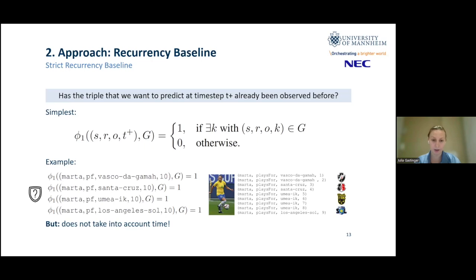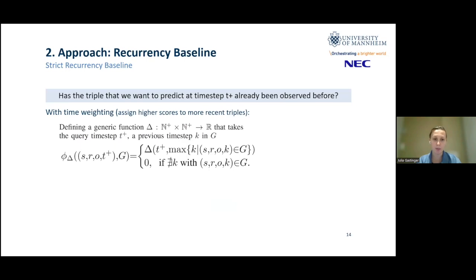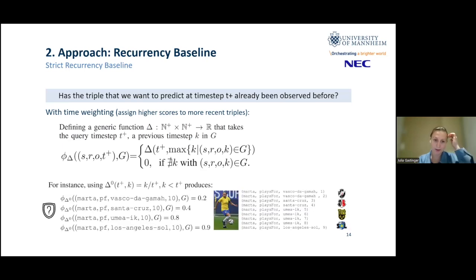However, this does not take into account time, and we want to take into account time. So we introduce this time weighting function, delta, which is a very generic function. It takes the query time step and the previous time step k in the graph, and then assigns a value based on this time weighting function. If we would, for example, use this linear function k over t plus, we would get t-scores, which would then assign the highest score to the club that Marta played for most recently, which somewhat makes sense because if you don't know anything else about Marta, you would probably assume she still plays for the most recent club.